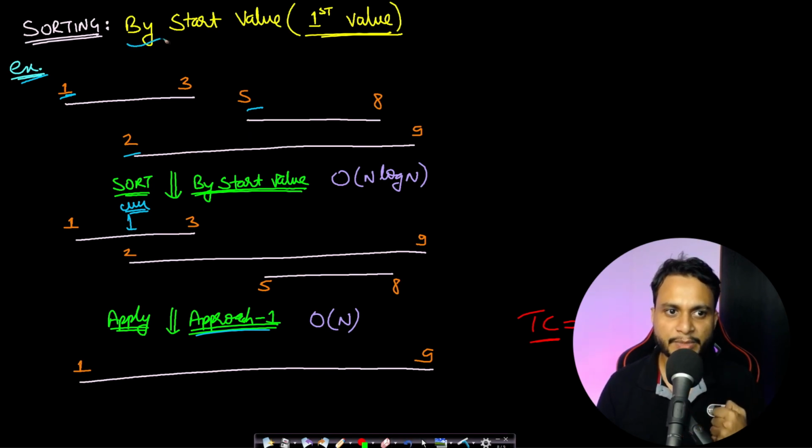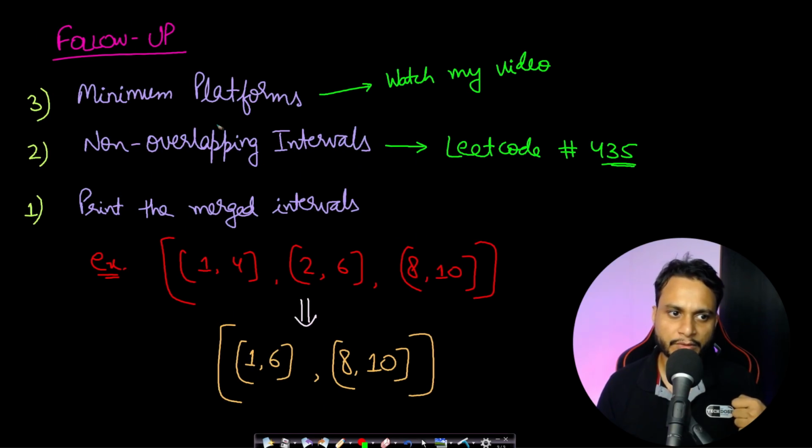So this is the expected optimal solution for the merge intervals problem, and I hope you have understood why other solutions don't work and why this solution is working and why the time complexity is n log n. Let's quickly look at the follow-up problems and then we will look at the code.